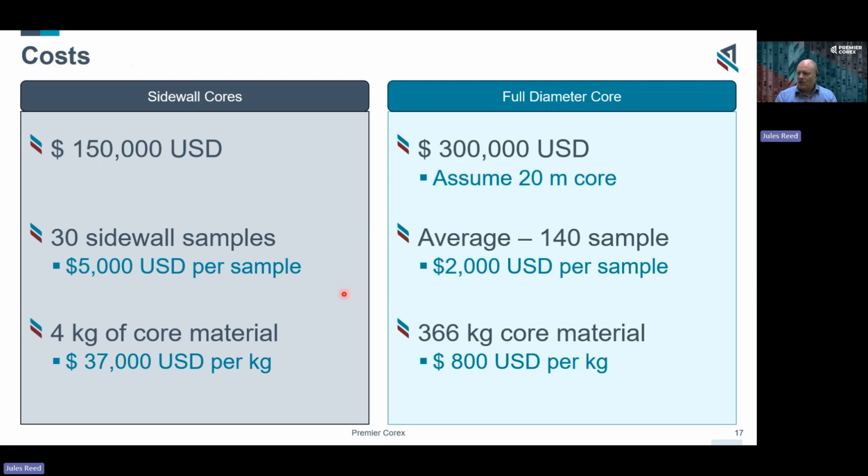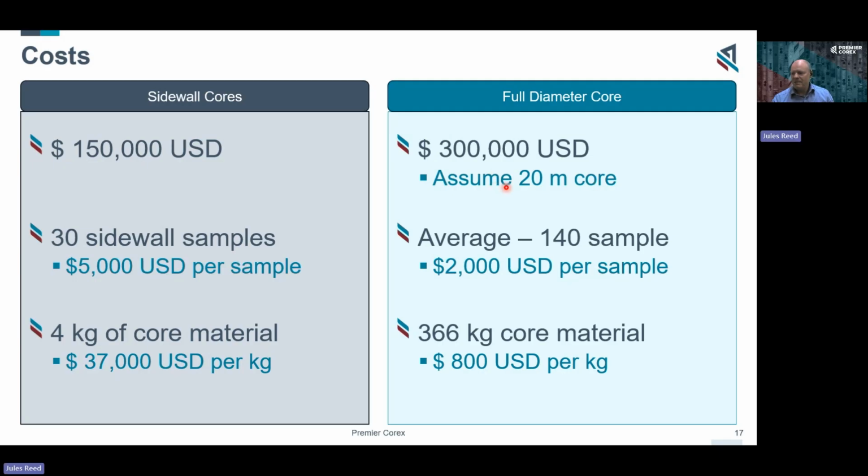So looking at the cost of acquisition, a sidewall core is generally going to be around about 100 to 200,000 US dollars in an offshore system. A full diameter core, for say a 20-meter core, could be more like 200 to 400,000. Taking the rough average of those, 150,000, you would generally acquire a rotary sidewall core of around about 30 samples maybe. So that would be 5,000 US dollars per sidewall core sample.